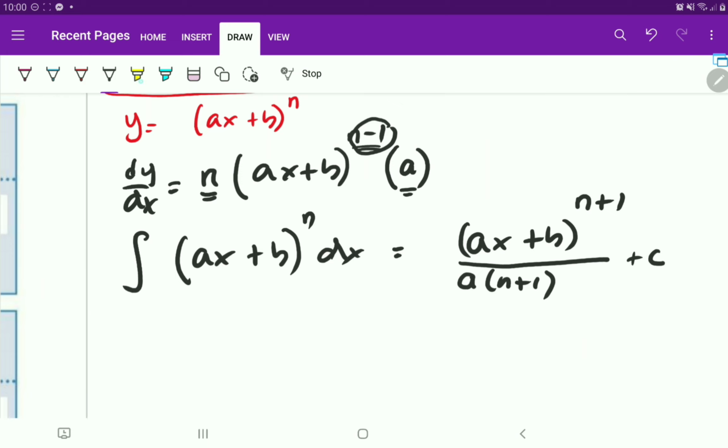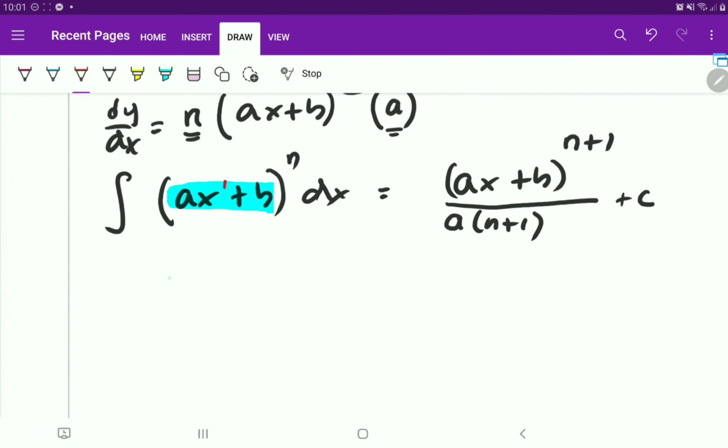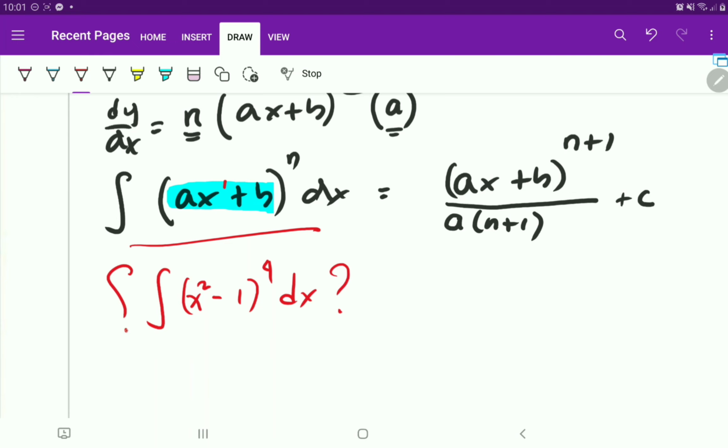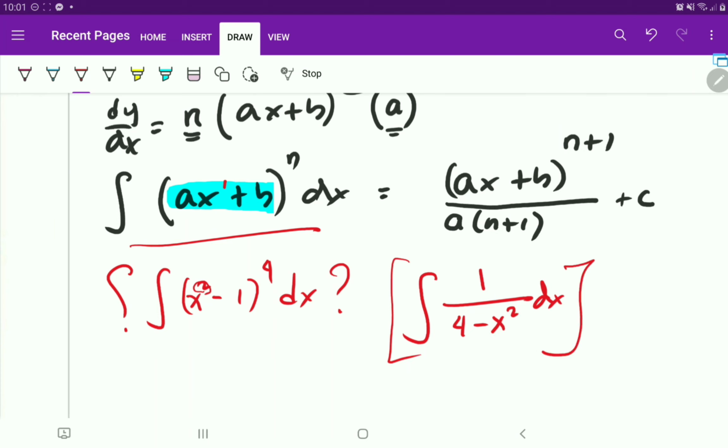Please take note, this is a common mistake of the kids: this one here is linear, meaning the highest power is equal to 1. So if, for example, you have a question like the integral of (x squared minus 1) raised to the power of 4 dx, this formula cannot be applied here, because the highest power of this is 2. Or the integral of 1 over (4 minus x squared) dx: again, we cannot apply that formula because the highest power is 2, and aside from that, this is equal to raised to negative 1, which is totally different from this.